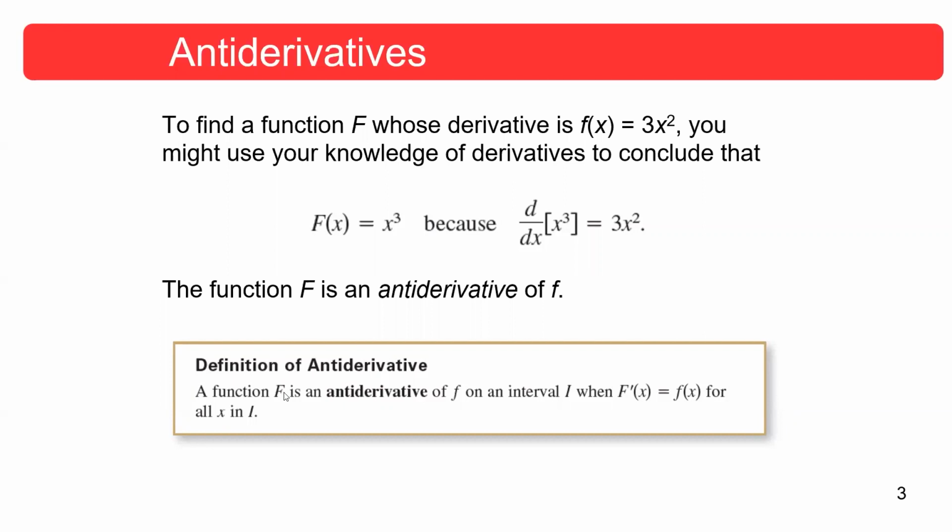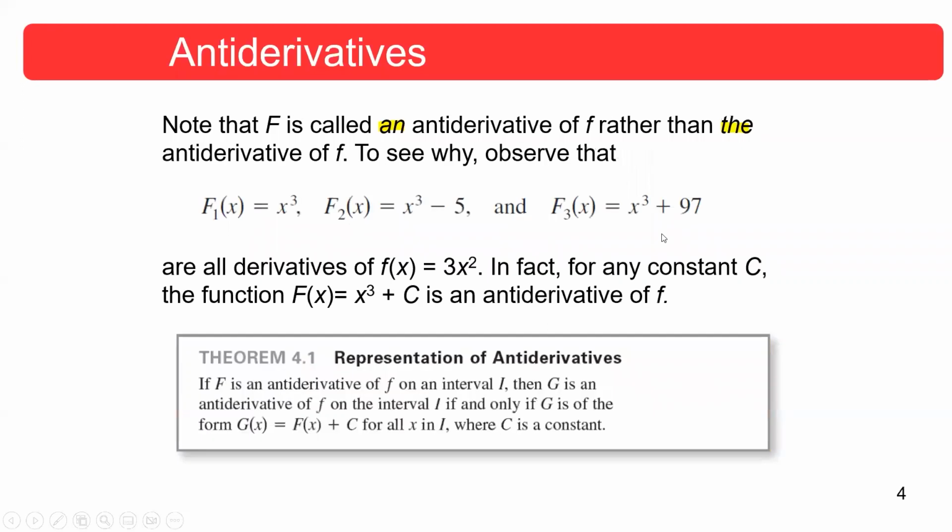A function capital F is an antiderivative of the small f on an interval I when F prime of x is equal to the small f of x for all x's in the interval I, or within the interval. Look, I highlighted the terms "an" and "the". Note that capital F is an antiderivative of f rather than the antiderivative of f. And to see why, let's do this.